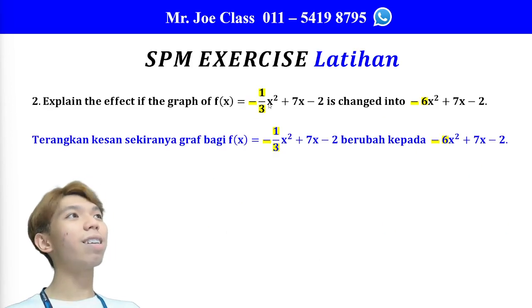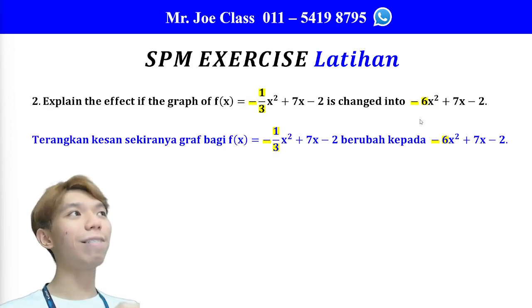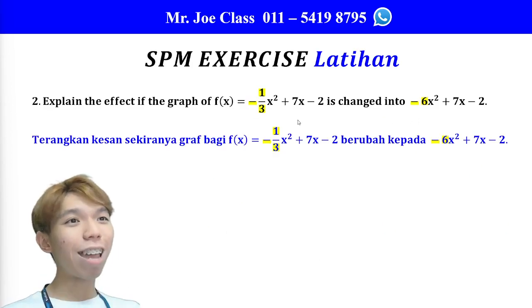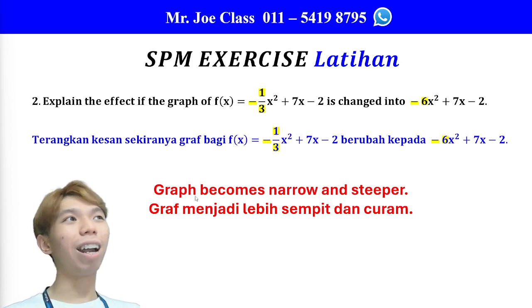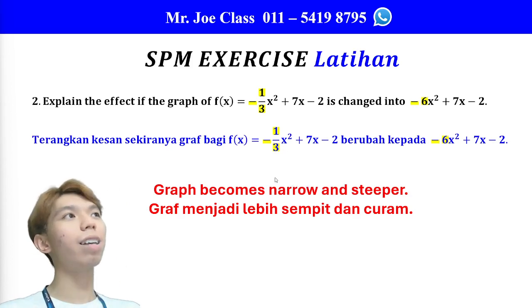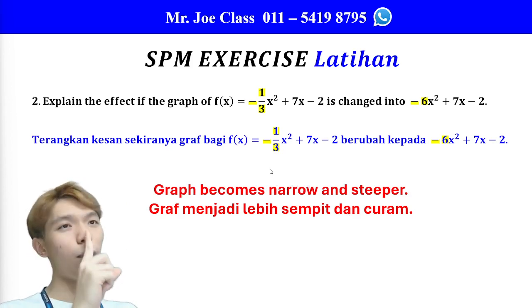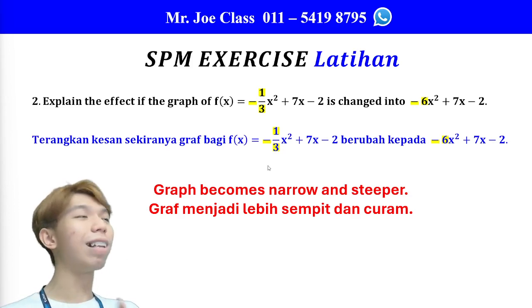So for this case, negative 1 over 3 to negative 6, the negative value of A decreases, so the graph becomes narrow and steeper. You have to memorize this because in the examination, this will be tested both in your objective questions and also structured questions.